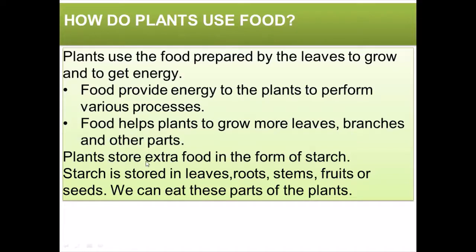Now, plants store extra food. The extra food is stored in the form of starch. Remember this. Now, what happens to the starch? The starch is stored in leaves, roots, stems, fruits, or seeds, in different parts of the plant. We can eat these parts of the plants. Clear? Now we'll move ahead.